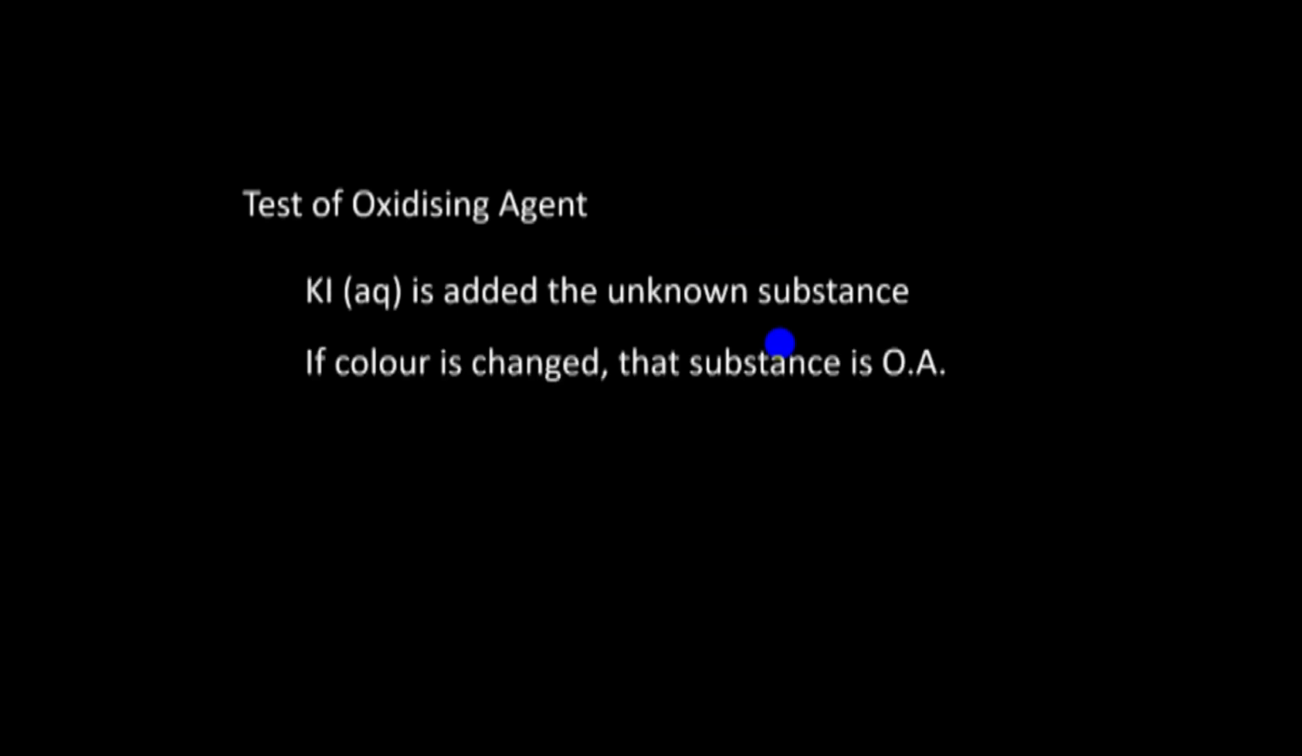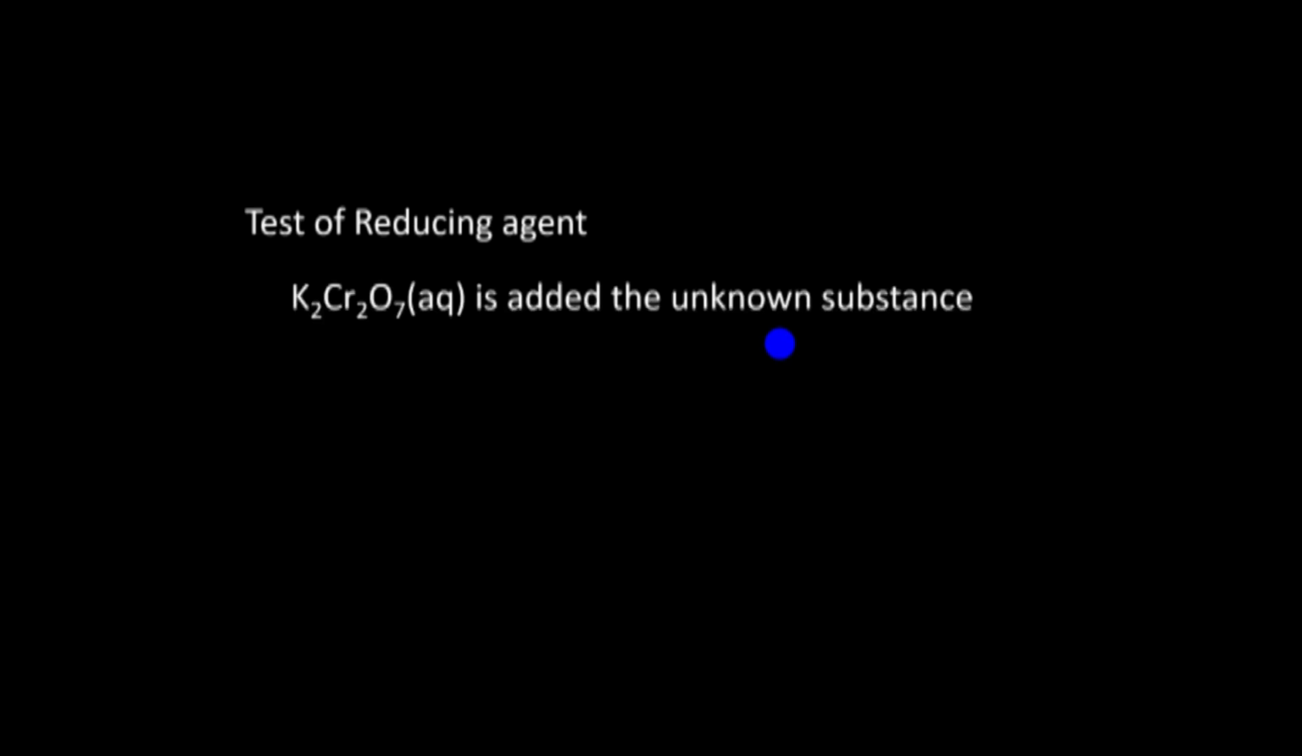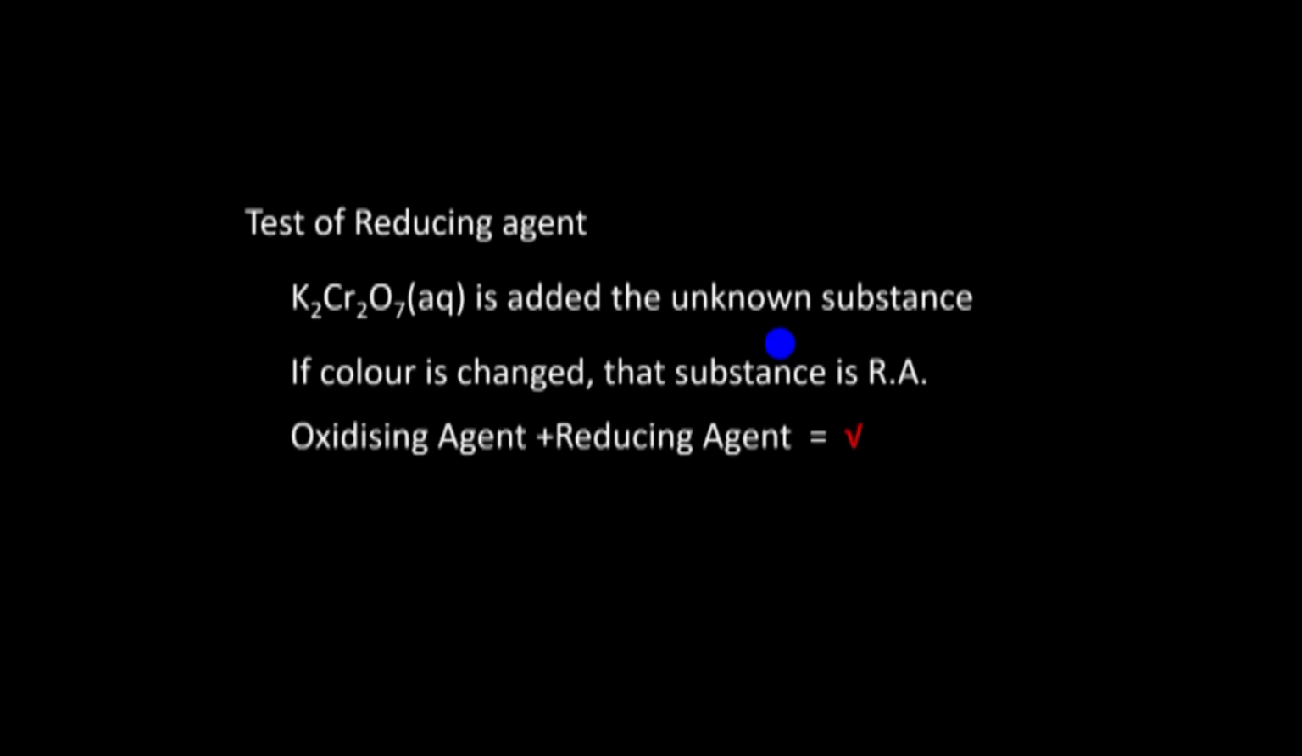The test of oxidizing agent and reducing agent. Test of oxidizing agent: potassium iodide is a reducing agent, already you know. We add it to the substance which we want to test. If a reaction occurs, then that substance must be an oxidizing agent, because oxidizing agent plus reducing agent, reaction occurs. And the test of reducing agent: potassium dichromate is added to the unknown substance. If the color changes, the substance is a reducing agent, because oxidizing agent plus reducing agent, reaction occurred. Potassium dichromate is orange, and the color changes from orange to green. If the reaction does not happen, that substance will not be a reducing agent.